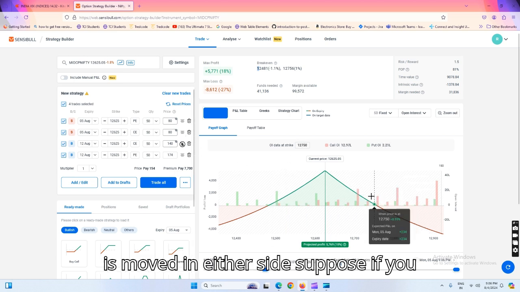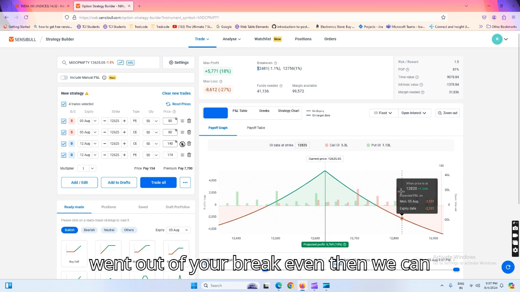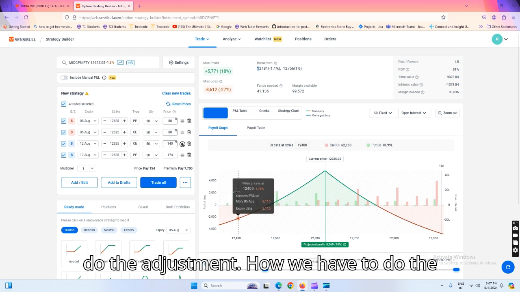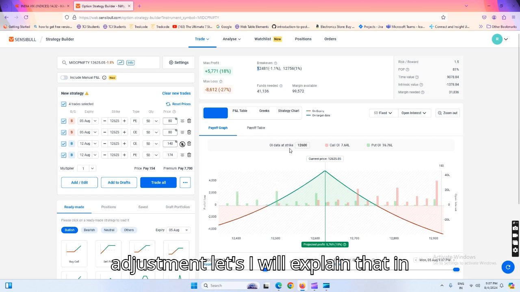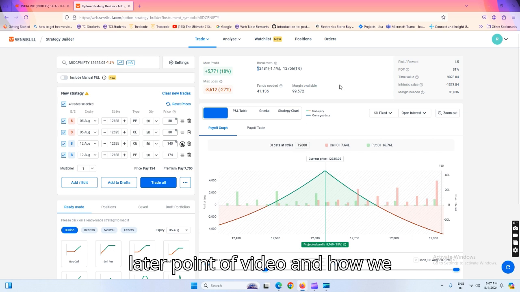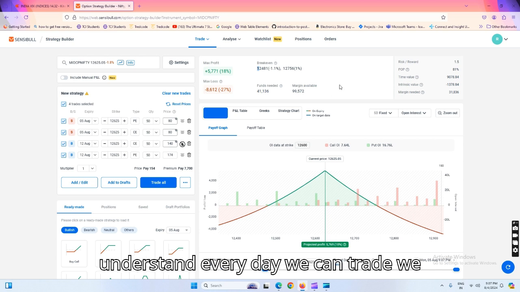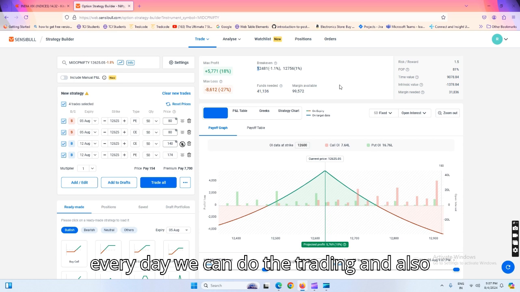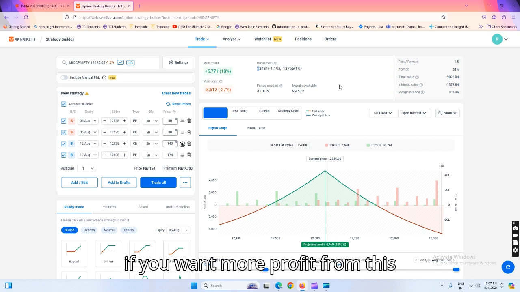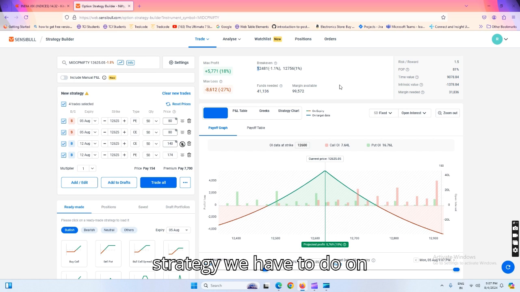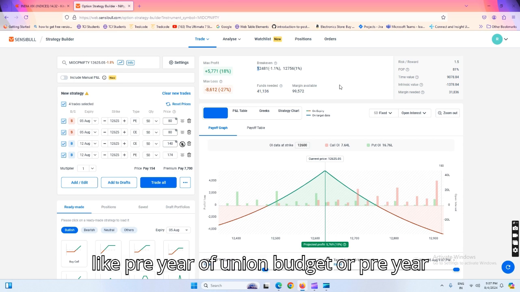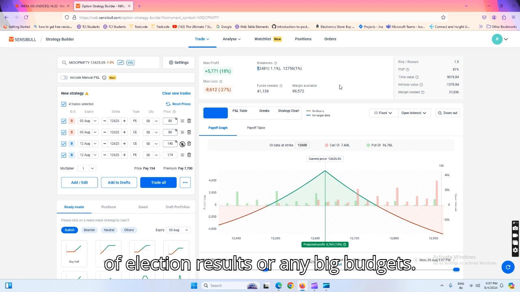And if it moves to either side, suppose you went out of your break even, then we can do the adjustment. How we have to do the adjustment, I'll explain in a later point of the video. Now we understand every day we can do the trading. And if you want more profit from this strategy, we have to do it prior to the union budget or prior to election results or any big budgets.